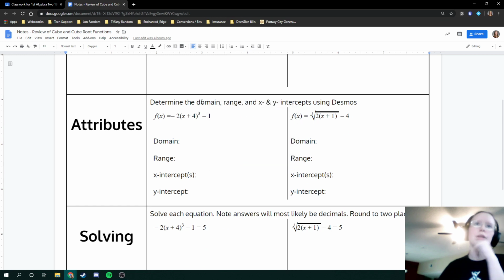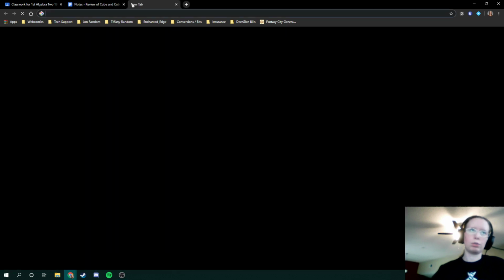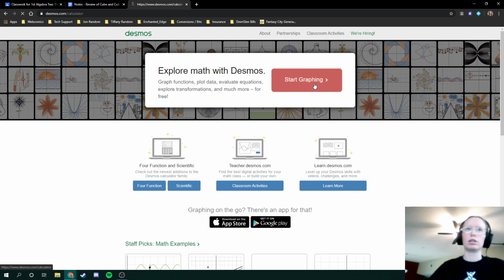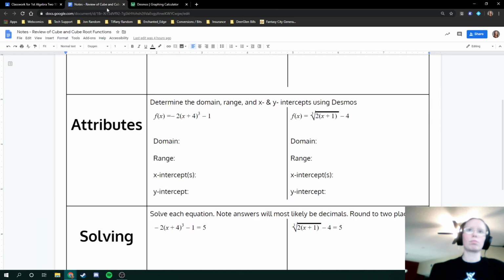Attributes. Determine the domain and range and the x and y intercepts using Desmos. So we're going to graph this thing, but not everyone has a graphing calculator at home. Most people don't. But Desmos is a free website or a free app that you can use. We've used it from time to time. So I'm going to open up Desmos, desmos.com, start graphing. Then I'm going to type in our first equation here: -2 times (x plus 4) cubed minus 1.